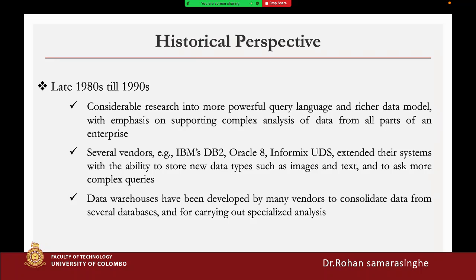So from the late 80s, 1980s till the 90s, there was considerable research into more powerful query languages and richer data models, with emphasis on supporting complex analysis of data from all parts of an enterprise. So you know that in DBMS2 we have to study the different types of data.